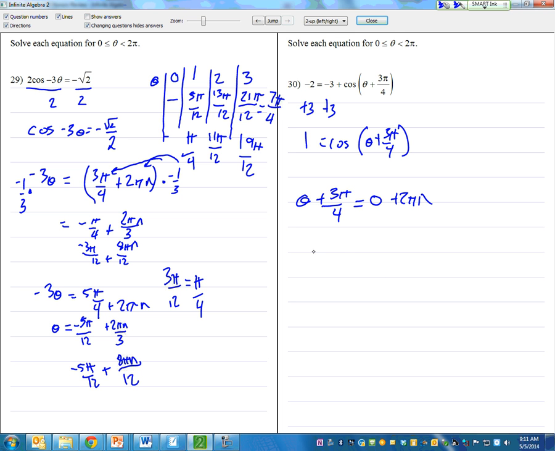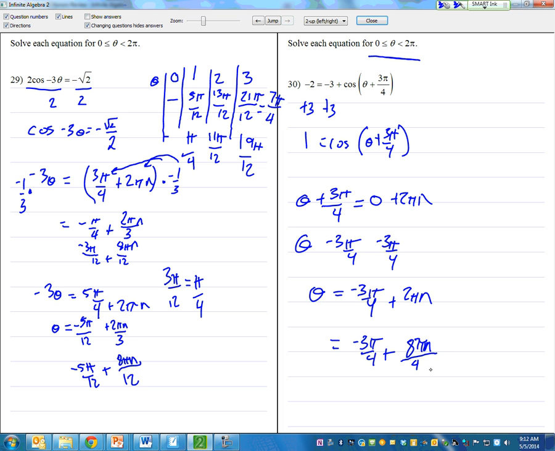Okay, so to solve this for theta, I'm going to minus 3 pi fourths over. So I end up with theta is equal to negative 3 pi fourths plus 2 pi n. Now I really don't need to create a table here, but what I need to do is get a positive value of this, because once again it's going to be between 0 and 2 pi. So if I plug in 0, I end up with negative 3 pi fourths, and that doesn't help me out. But I'm going to convert this 2 pi n to something that's over 4, so it's really negative 3 pi fourths plus 8 pi n over 4.